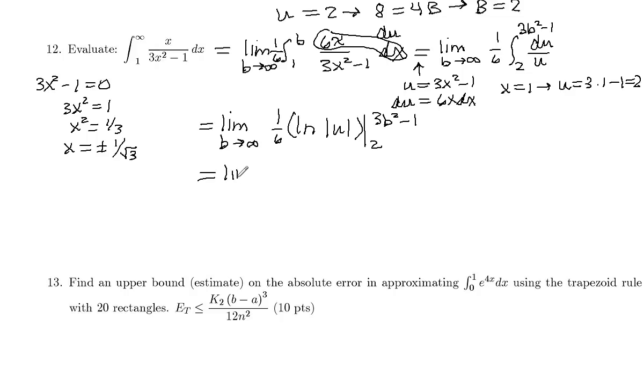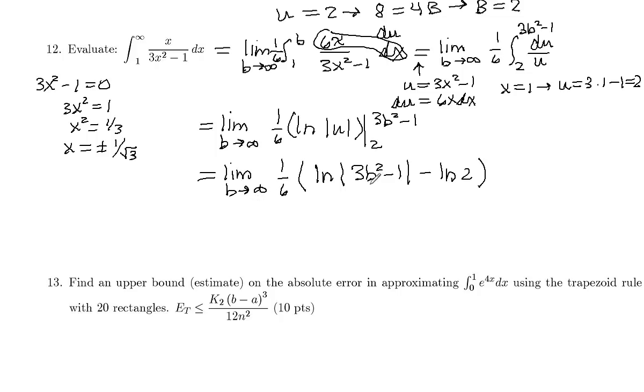So now this is going to be the limit as b goes to infinity of 1/6 times, and now plug in the 3b squared minus 1, so this is going to be the natural log of the absolute value of 3b squared minus 1, minus the natural log, plugging in the 2 for u, of the natural log of 2. And then we go ahead and look at what happens as b goes to infinity.